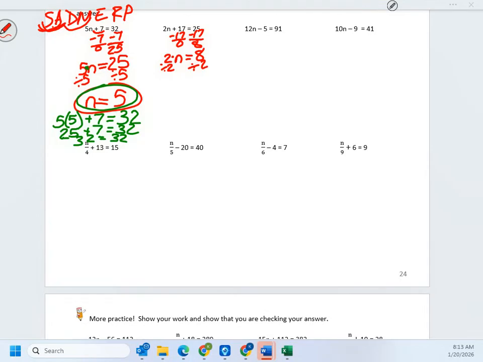2 divided by 2 is 1. So I can just write n, because 1n is the same as n. 8 divided by 2 is 4.